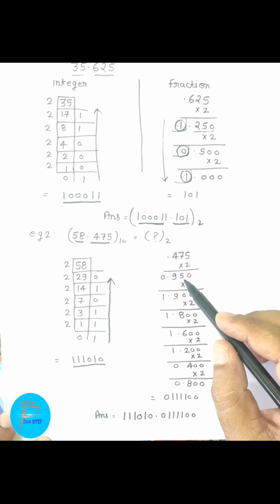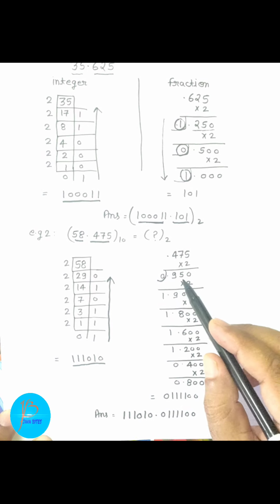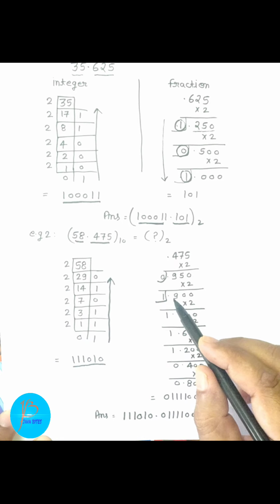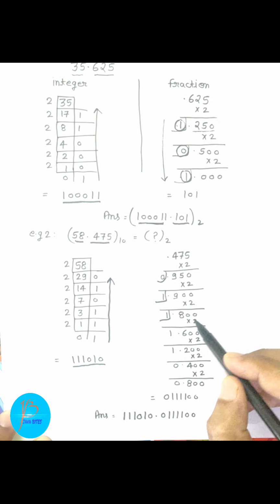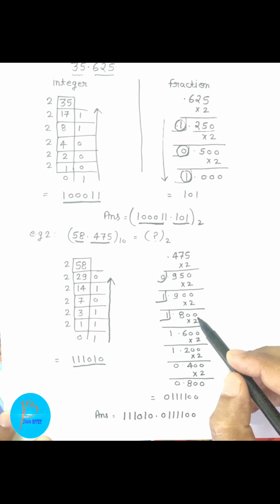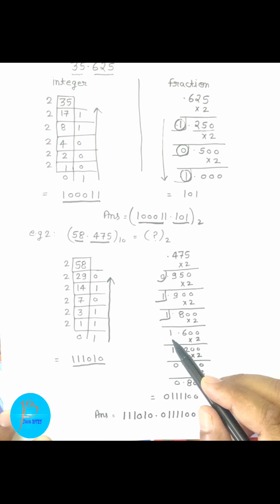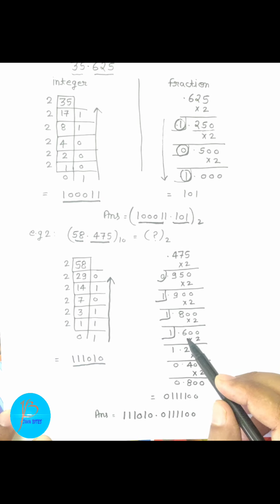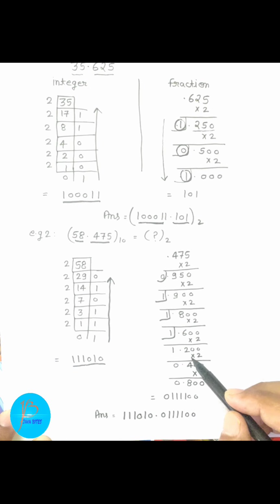Now see, the first time your answer is 0.950, the integer part is 0. Now 0.950 again multiplied by 2, your answer appears as 1.900. Separate the 1 here, and 0.900 again multiplied by 2, so your answer will be 1.800. Separate the 1, and 0.800 will be multiplied by 2 again. Now children, your answer appears as 1.600. Separate the 1, and 0.600 multiplied by 2, now your answer appears as 1.200.